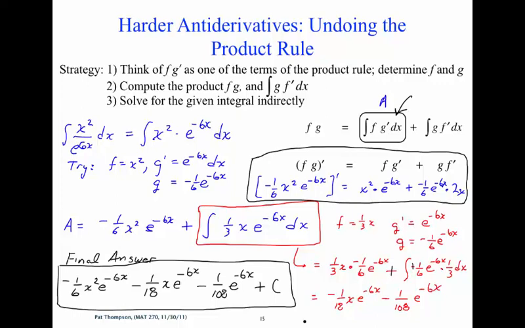Okay, questions on this example? Okay, so let's do another one, and then I'll put you to work. Can I erase? Yeah, sure.